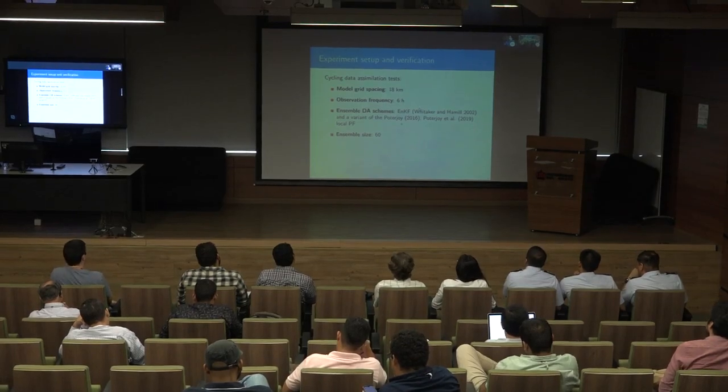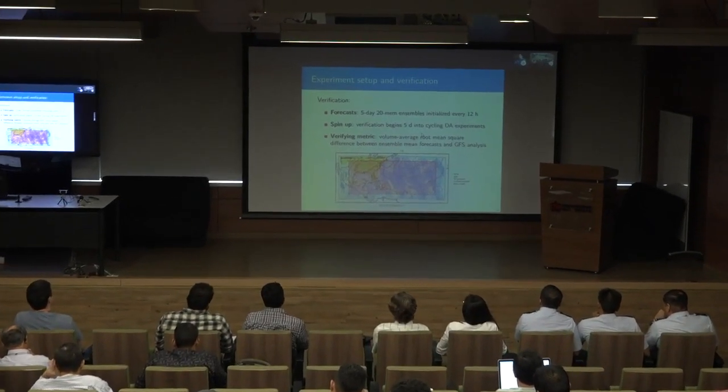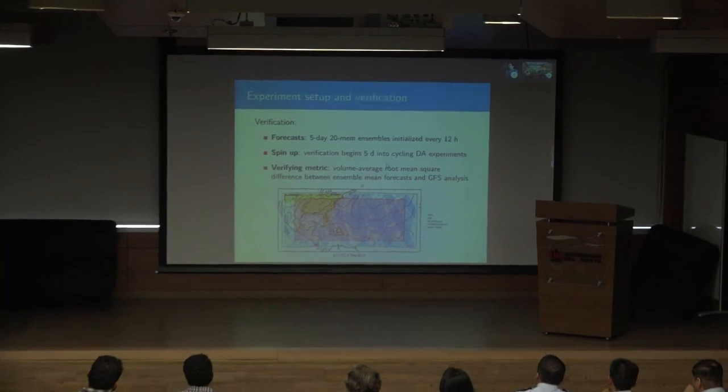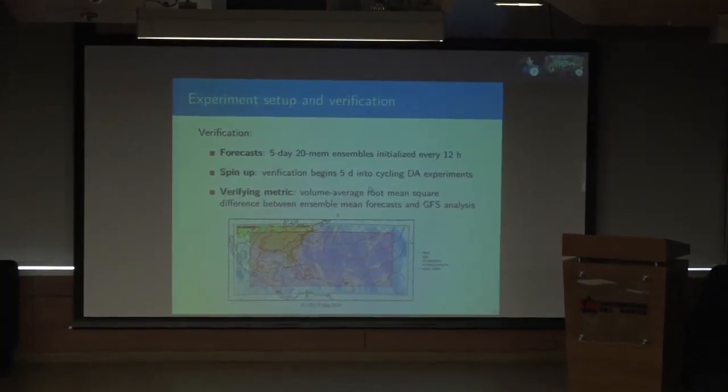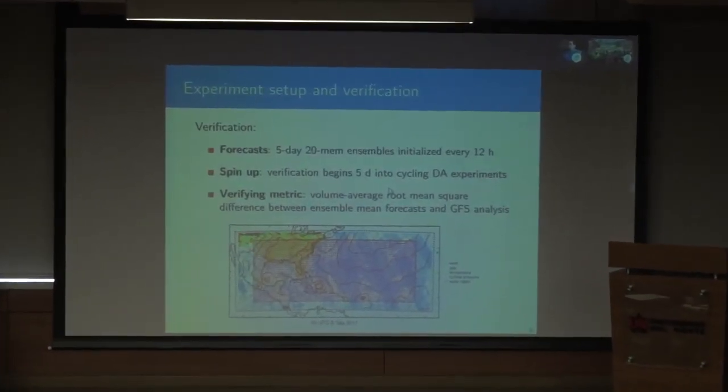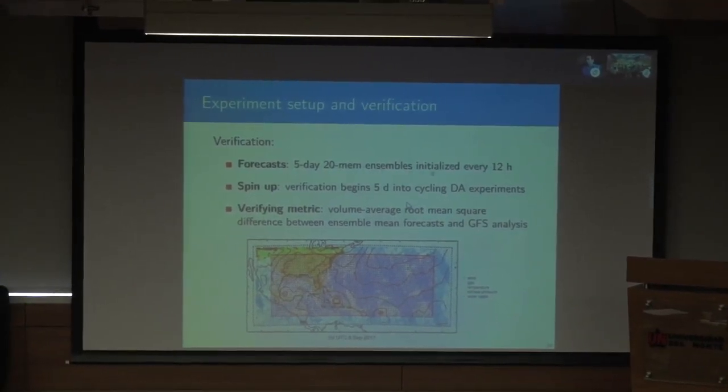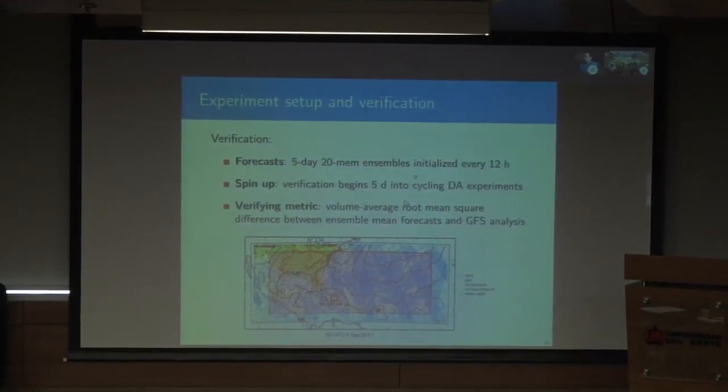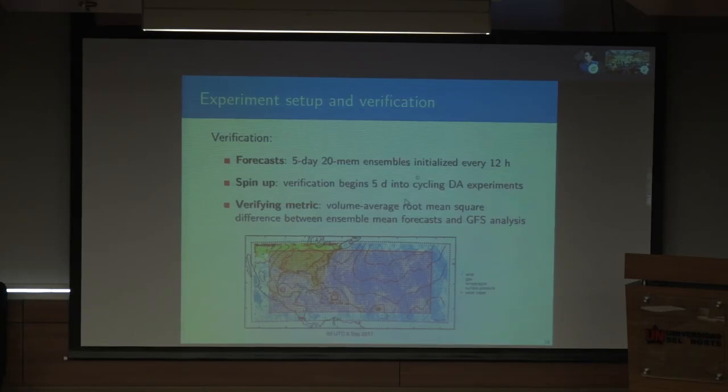And for verification, what I did was run 5-day forecasts out from my cycling data assimilation experiments. I did this for a 20-member subset of ensemble members every 12 hours. I ignored the first 5 days of sequential data assimilation to let the method spin up. I'm showing at the bottom right the area that we verified. We're ignoring grid points around the boundaries, and just doing verification over this hatched region right here.